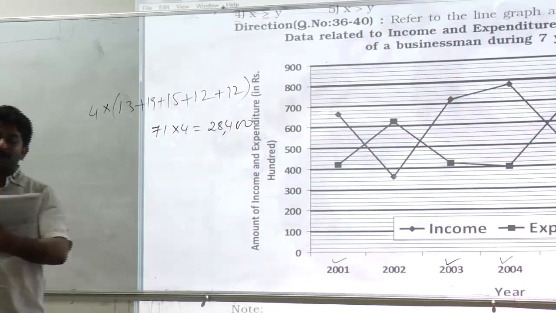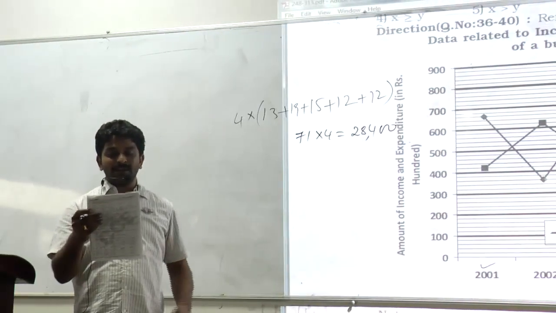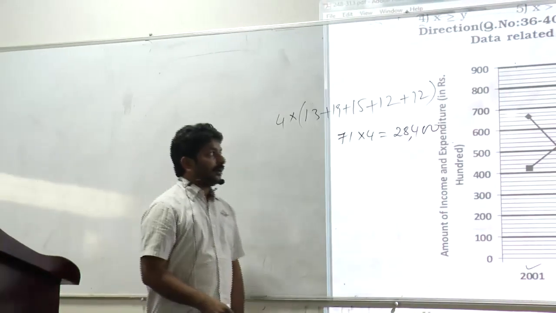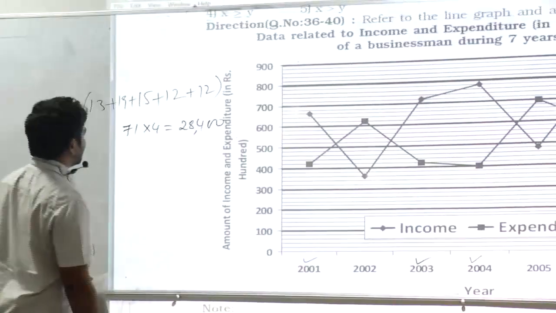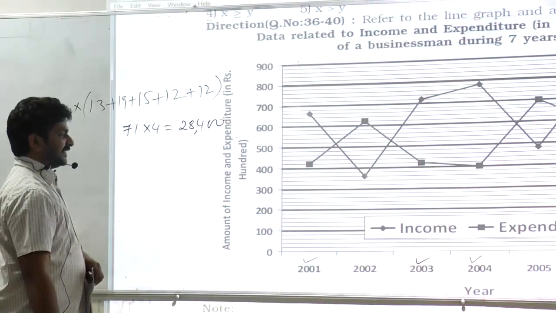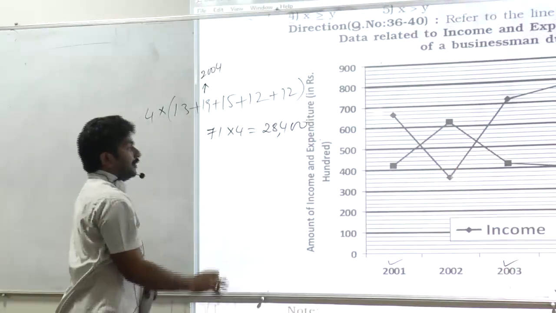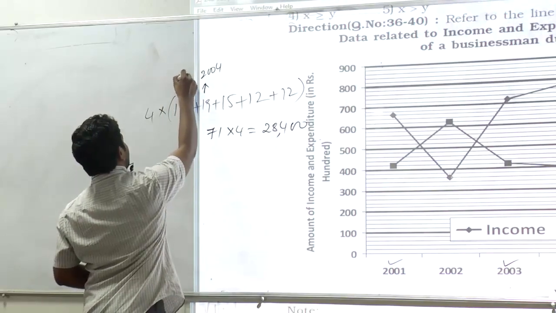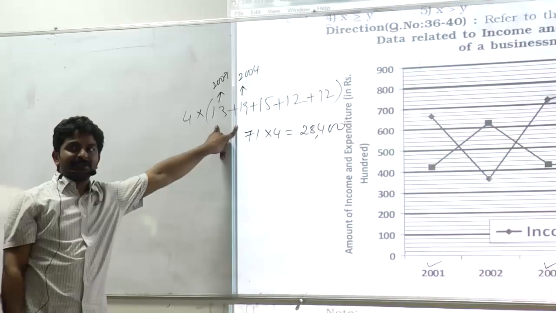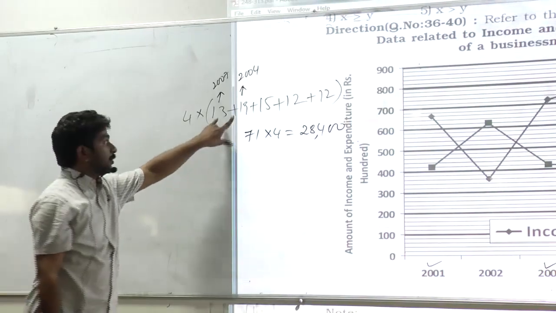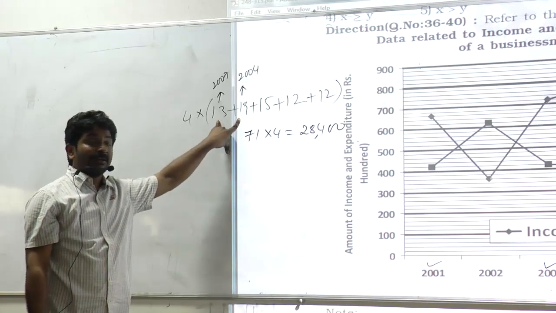Next, what is the approximate percentage of profit earned by the businessman in 2004 and then 2007 together? What is the total profit in 2004 and 2007 together? 2004, what is this? 19. This is in 2004. 2007. Yes or no? So from the previous question we know the profits in 2004 and then 2007. Together it is how many lines? 13 plus 19, 32.